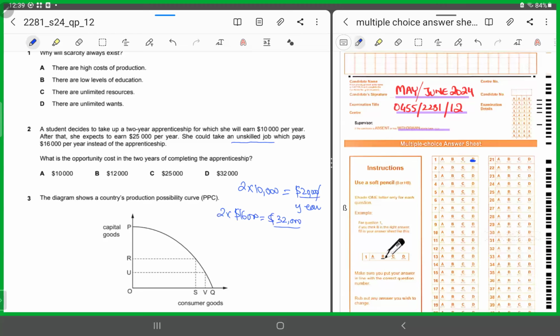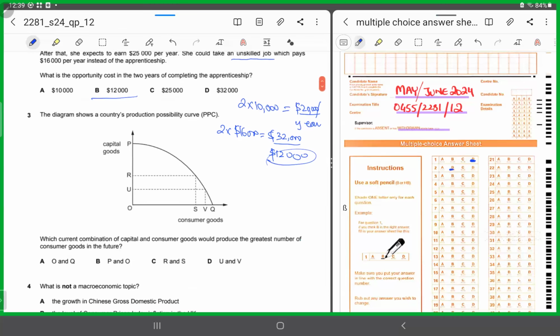So the difference in the two is what? That's the opportunity cost she's foregoing by opting for the apprenticeship. So 32,000 subtracted from 20,000 will give us 12,000. So this 12,000 is the opportunity cost in the 2 years of completing the apprenticeship. So the correct answer for number 2 is B. Hope this is clear.